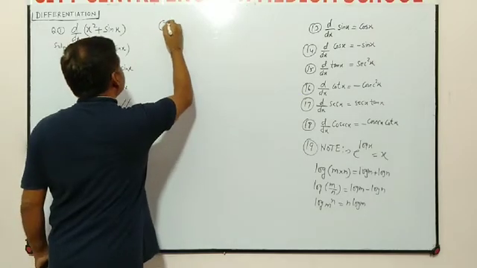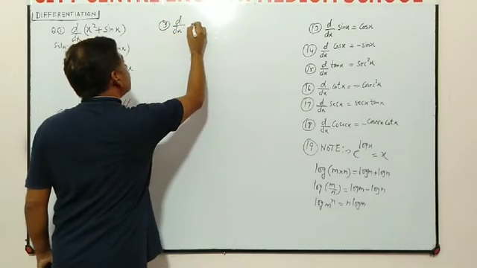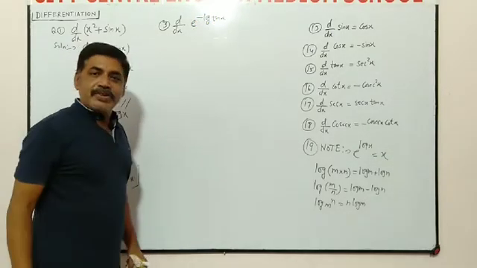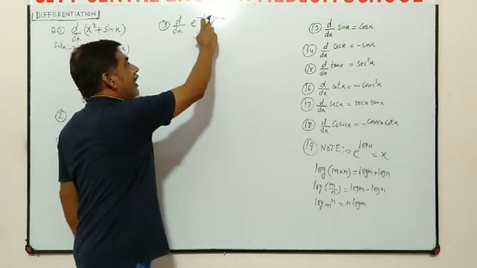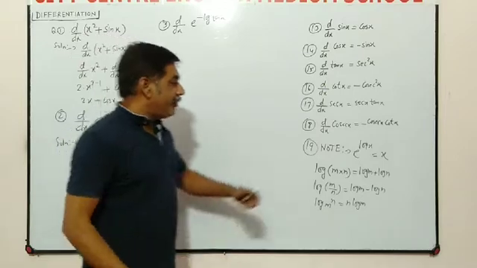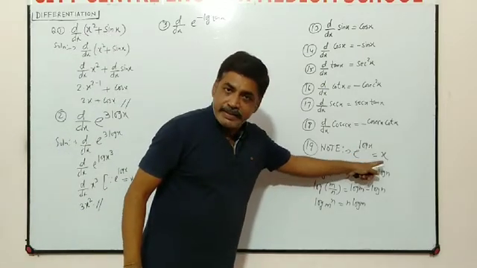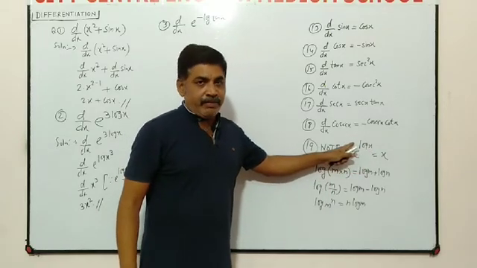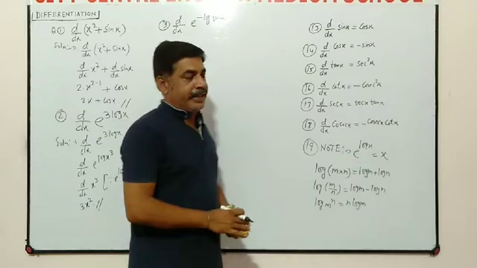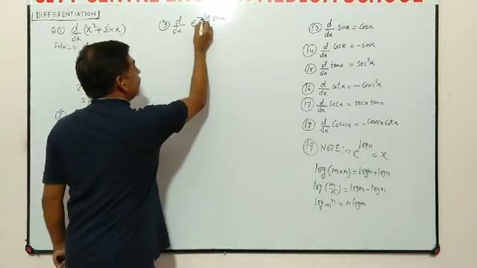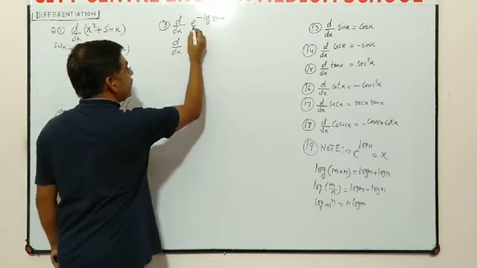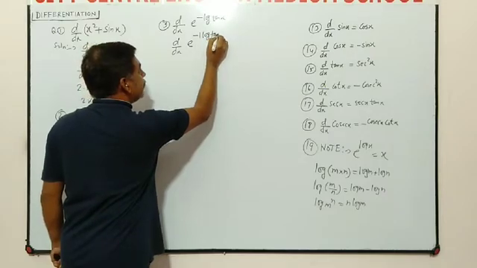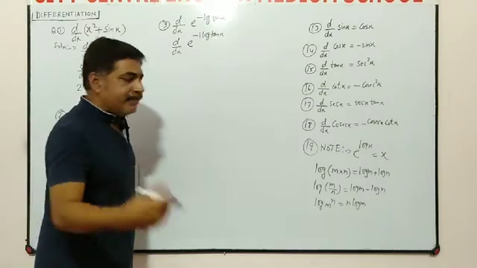Question number 3, d by dx e raised to minus log 10x. This is the question. Again, we have to use this note: e raised to log x is equal to x. Again, the condition is that the coefficient of log x is always 1 and the sign is positive. So there is a negative sign. First of all, remove this negative sign. Negative sign means e raised to minus 1 log 10x. Minus means minus 1.